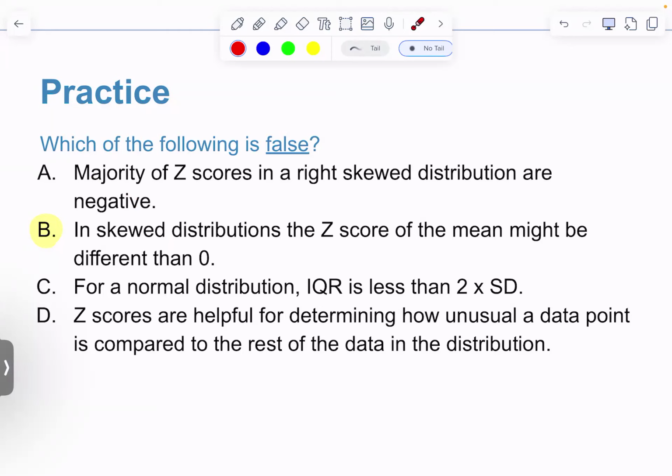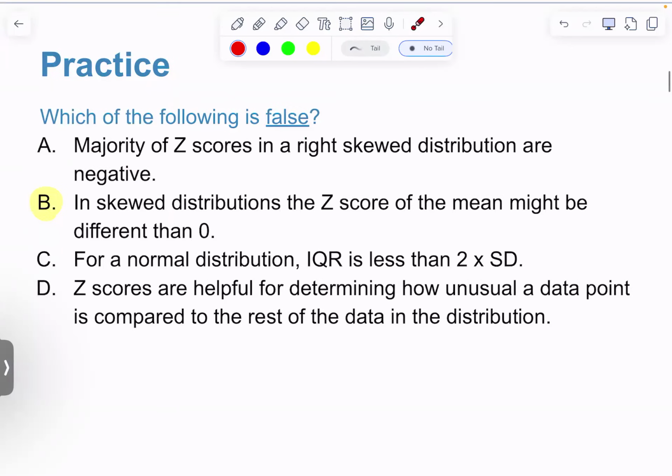Which of the following is false? I also don't like that type of question. You'd think I'd change it, but no, I keep forgetting. I'm going to leave class today and think, I was going to do something. No.